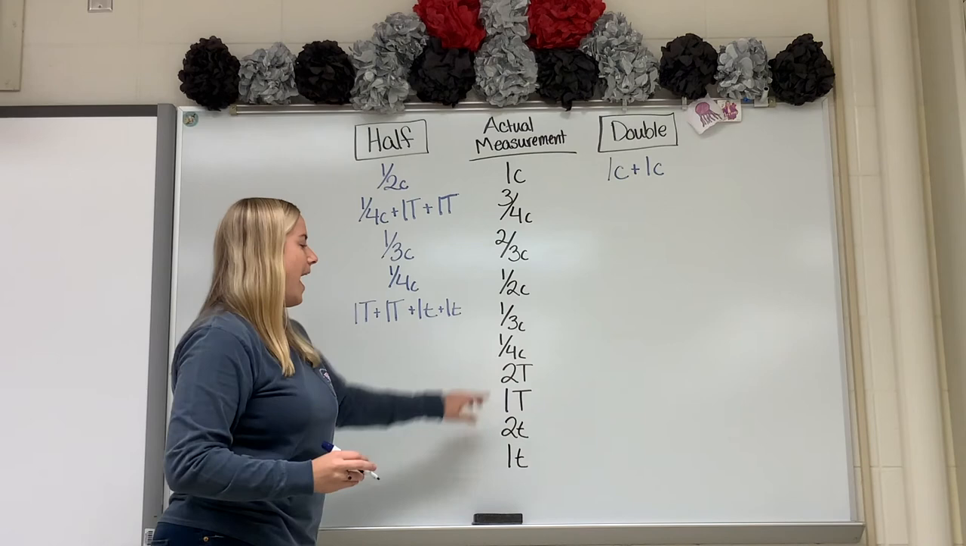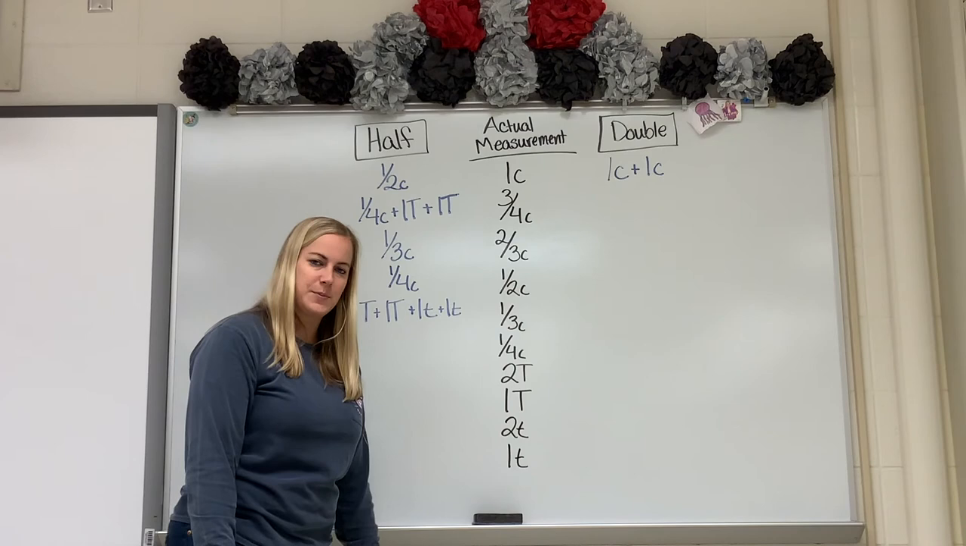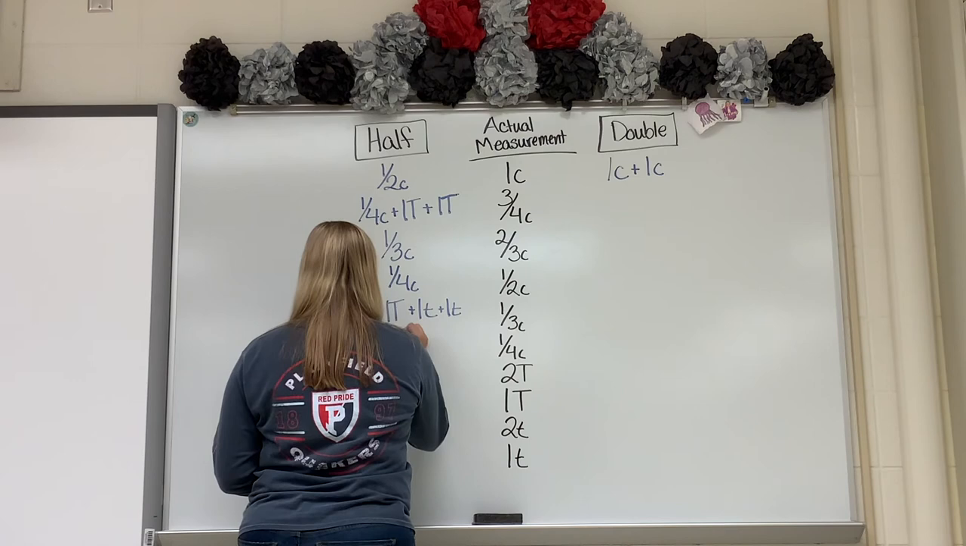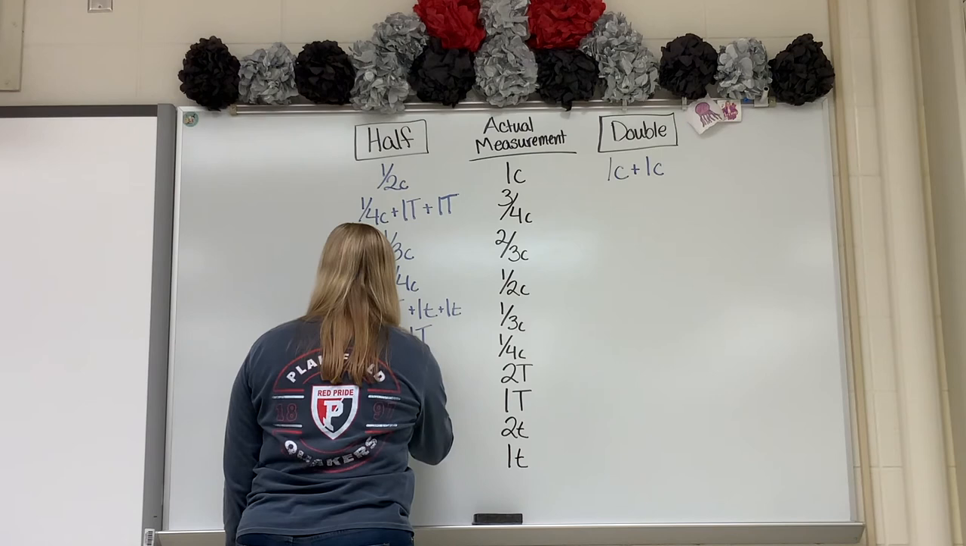Okay, half of 1/4 cup. So if we start with 4 tablespoons and we get rid of 2 of them because that's half, we're left with 2 tablespoons, but we don't have a 2 tablespoon measuring spoon, so we're going to measure out 1 tablespoon plus 1 tablespoon. Okay, if we're measuring out half of 2 tablespoons, half of 2 is 1, and we do have a 1 tablespoon measuring spoon, so we're just going to leave it.